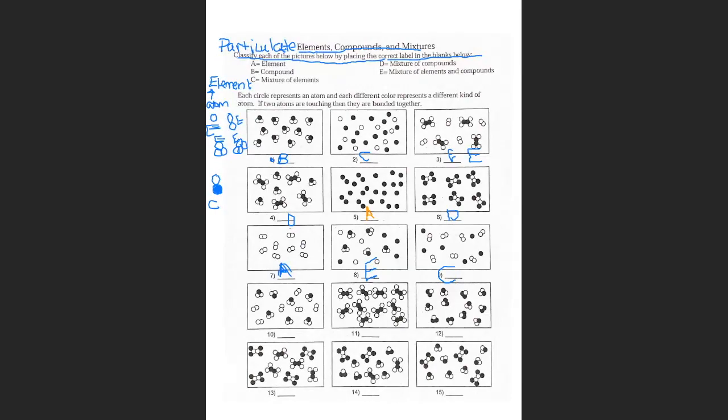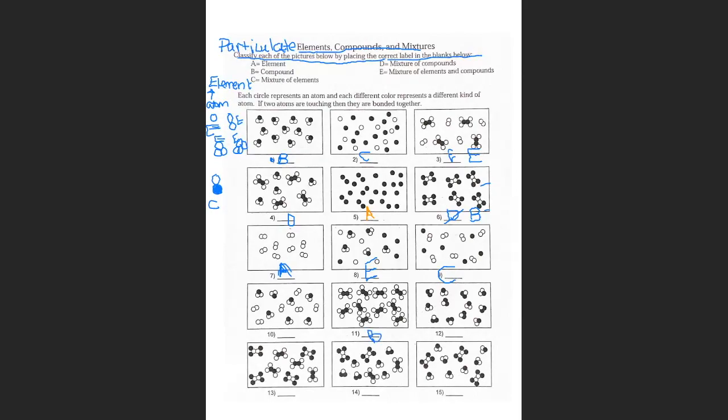So I'll say number 6 is probably a B, right? Because these are all the same. They're just oriented differently, but they're all pretty much the same, right? 2 circles in the middle, surrounded by 4 circles. So let me see. Number 7, A.